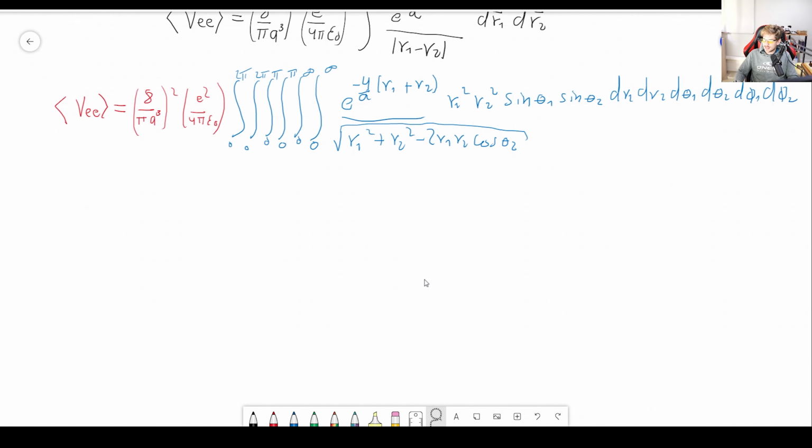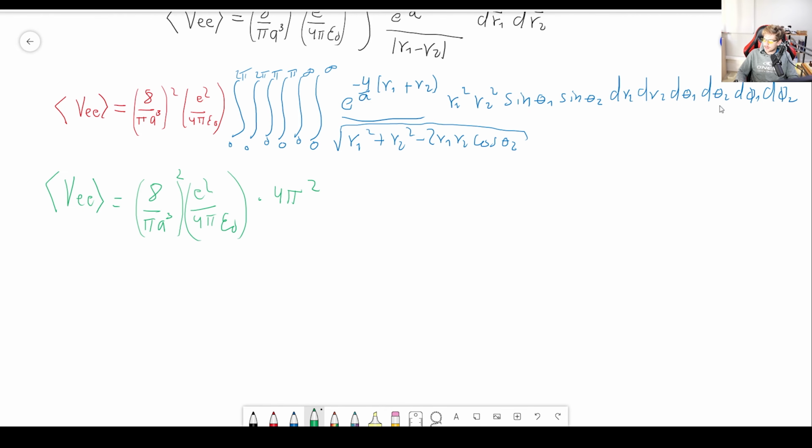Okay, so now let's take a look at these integrals. There's no phi dependence anywhere, so we can immediately solve the phi part. So we get the potential, blah, blah, 8 pi a cubed, e squared over 4 pi epsilon 0, this is squared, times 2 pi times 2 pi, so we get 4 pi squared. Okay, and that means that these two integrals are now gone.